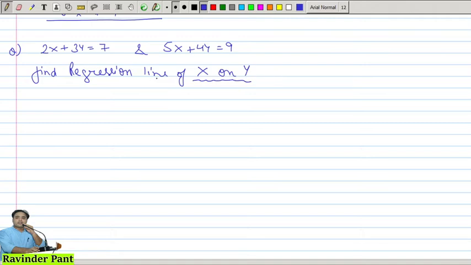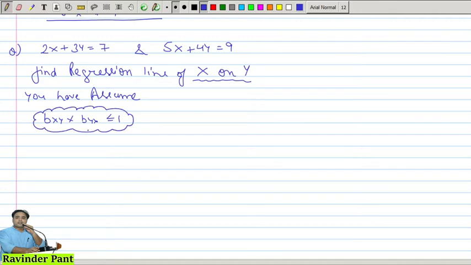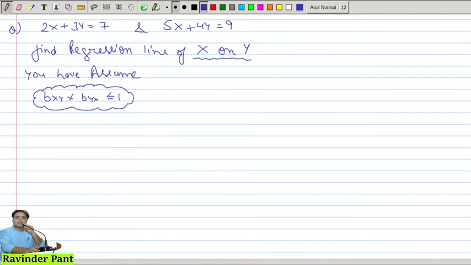But if you want to know the regression line of x on y, you have to decide. You have to assume, and after that you will check. How will you check? If bxy multiplied by byx is less than or equal to 1, then your assumption is correct, otherwise your assumption is incorrect. So this is one family of questions. Now we'll move on to another family of questions.